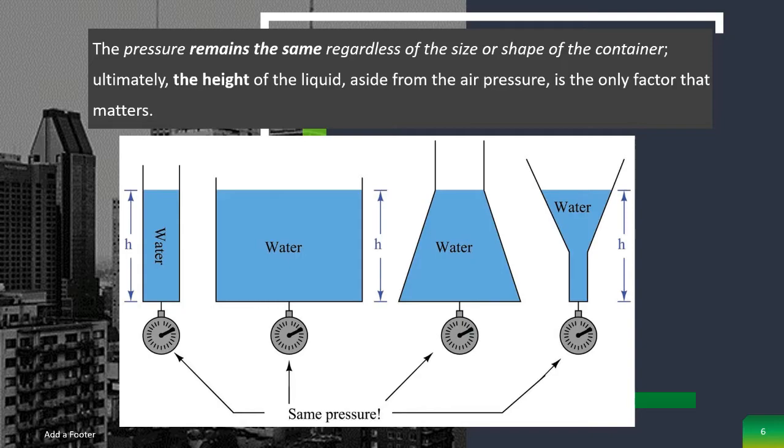The pressure remains the same regardless of the size or shape of the container. Ultimately, the height of the liquid aside from the air pressure is the only factor that matters. So, ito yung example. Para mas maintindihan nyo, nandito yung image.